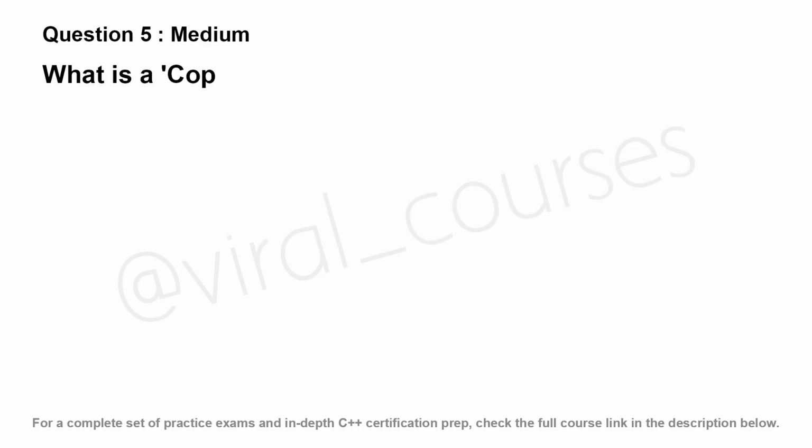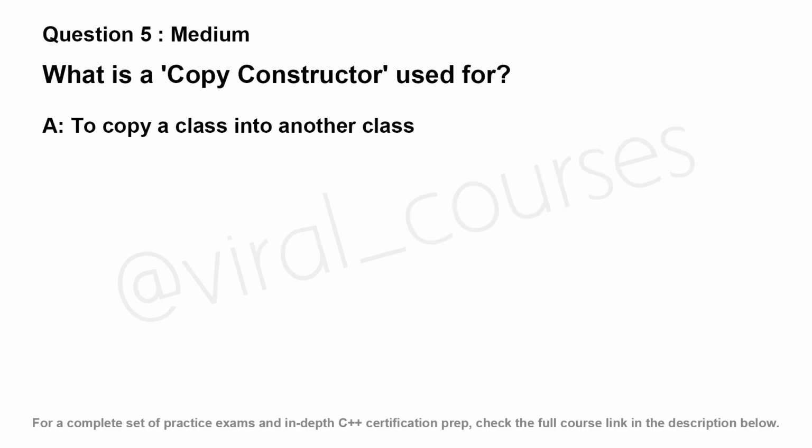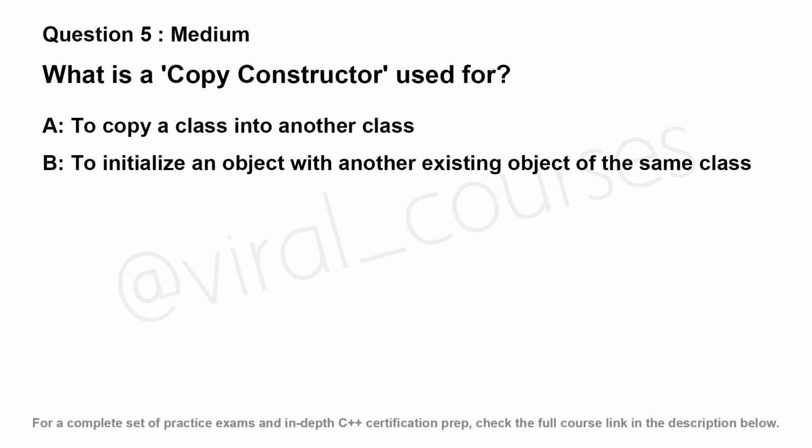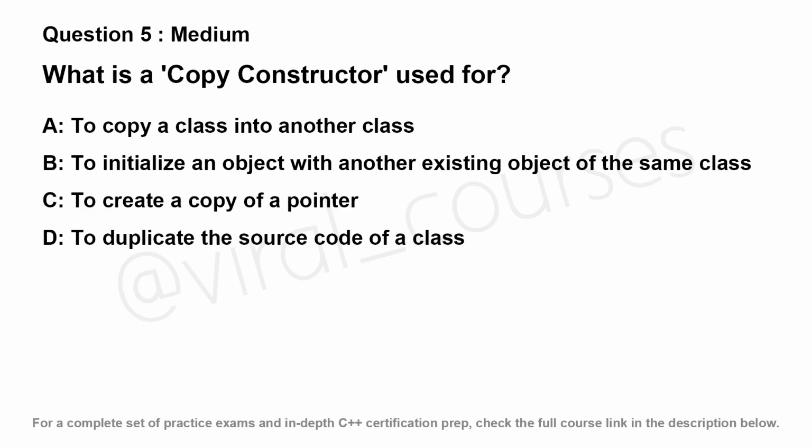What is a copy constructor used for? Option A, to copy a class into another class. Option B, to initialize an object with another existing object of the same class. Option C, to create a copy of a pointer. Option D, to duplicate the source code of a class.